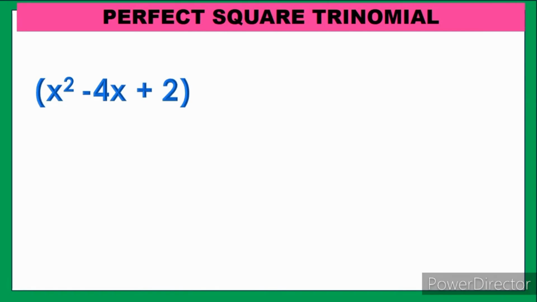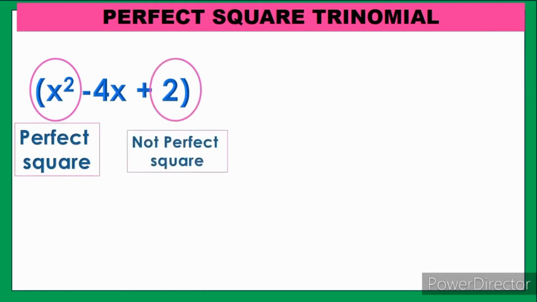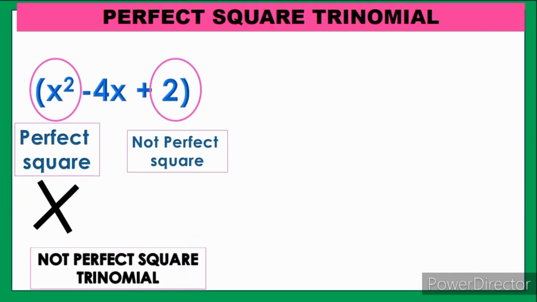Based on the previous slides, the first term and the last term must be perfect squares. Okay, how about this trinomial? x squared is a perfect square. Okay, correct. How about the last term, which is 2, which is not a perfect square? So therefore, this is not a perfect square trinomial because the last term is not a perfect square.